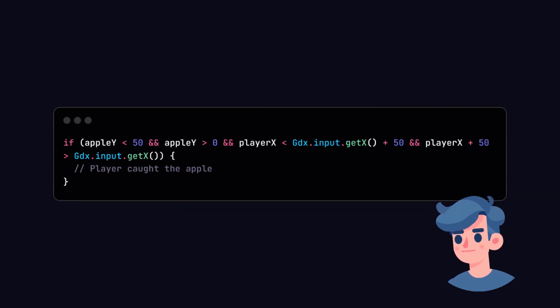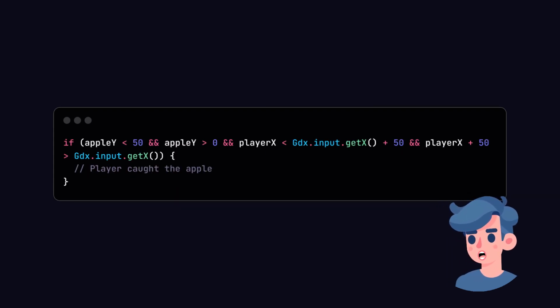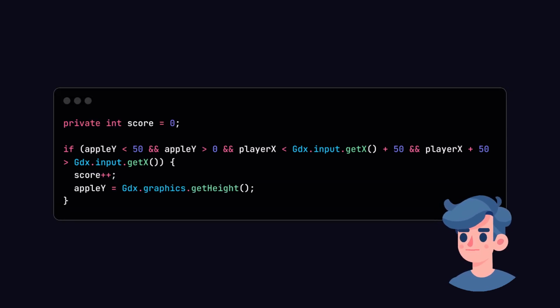To detect when the player catches the apple, we will need collision detection. We will check the bounds of both the apple and the player character to see if they intersect. When the player catches the apple, we can reset the apple's position and increase the score. Let's create a score variable and display it on the screen.